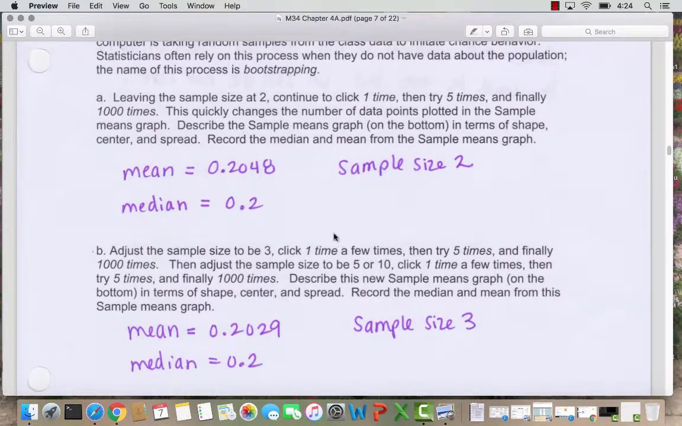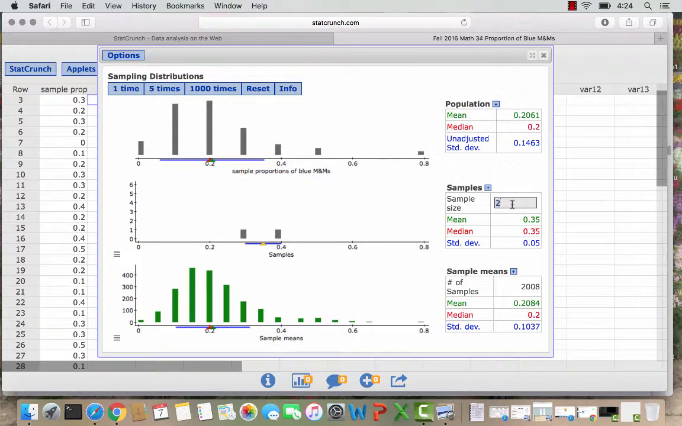So in the notes, these are different values than we have here because of variability in sampling. So these are values that I got when I recorded these notes here. So they're close to what we saw, but not exactly the same due to variability in sampling. So now in part B, we want to adjust the sample size to be sample size 3 and see if that makes any changes. So I'm going to change my sample size to 3 here.